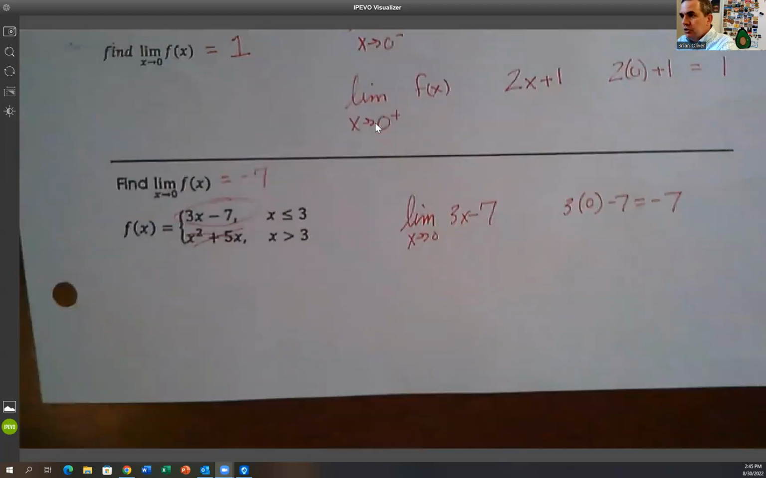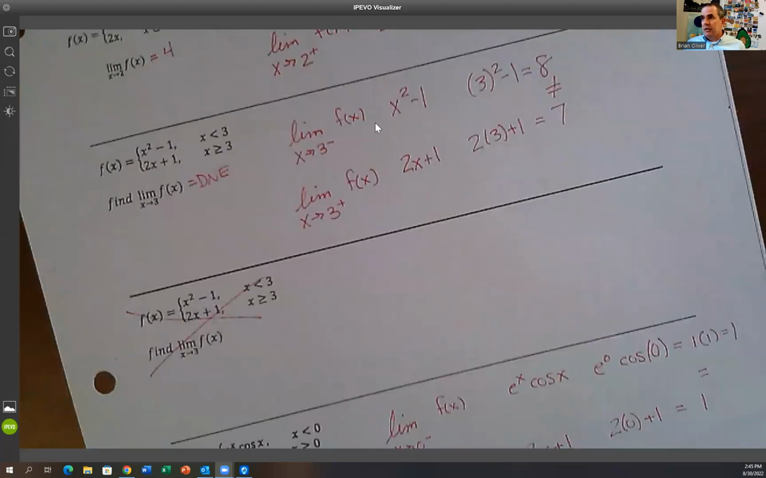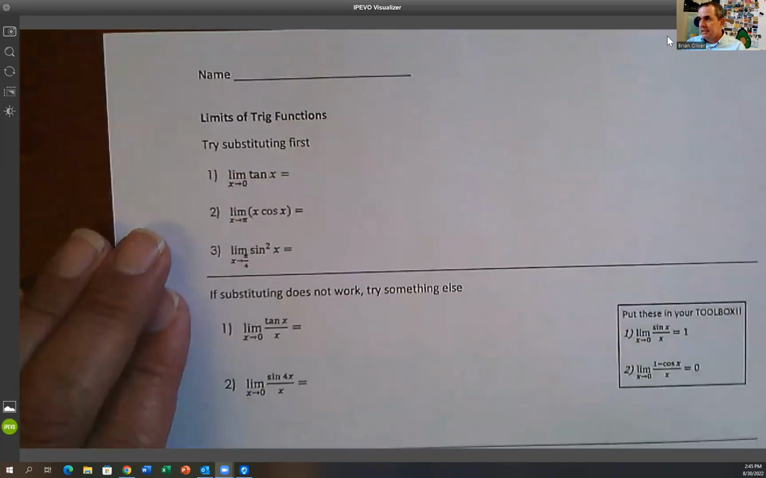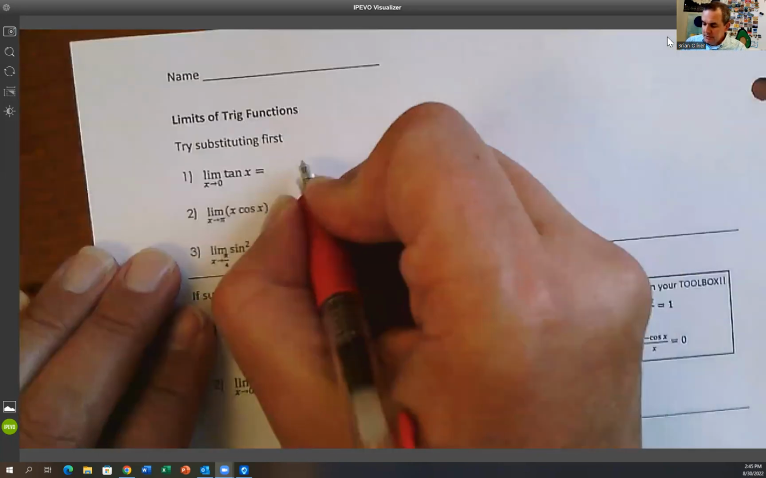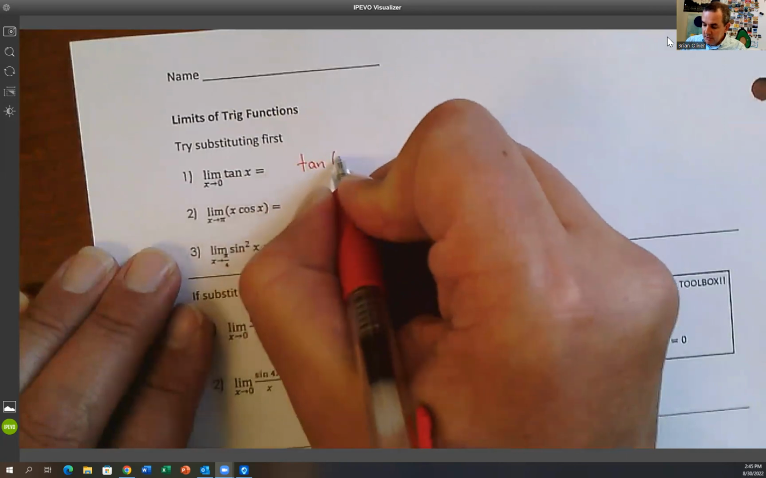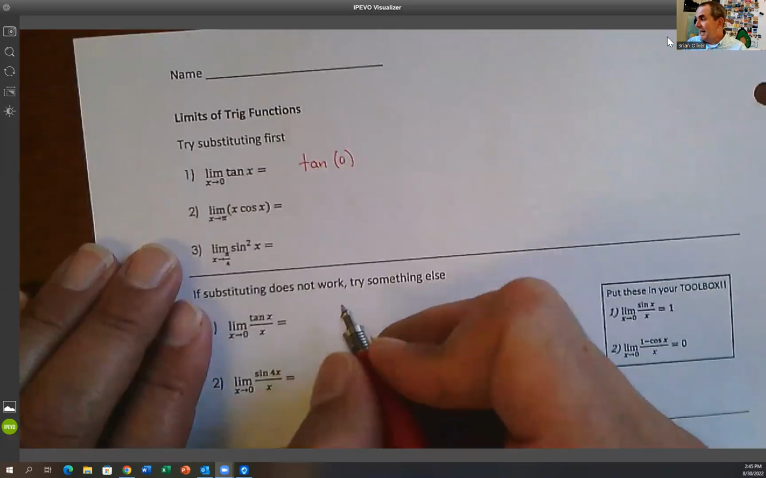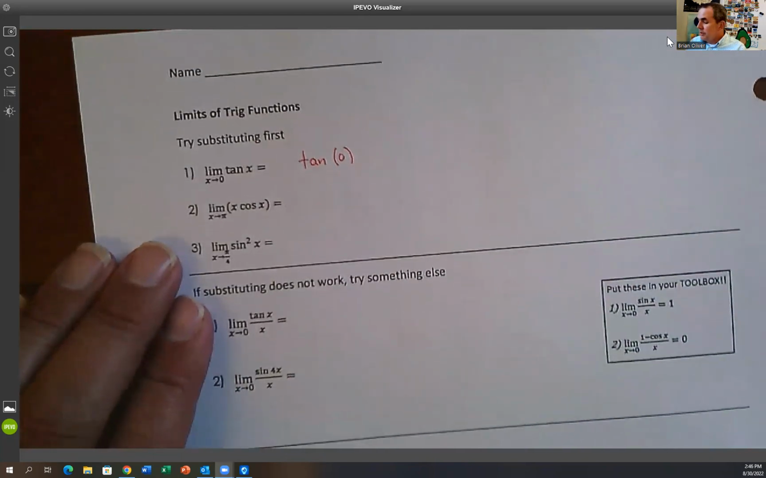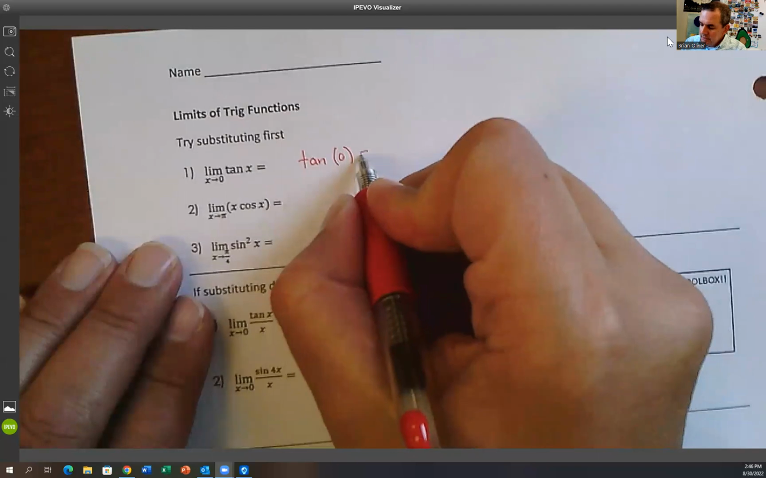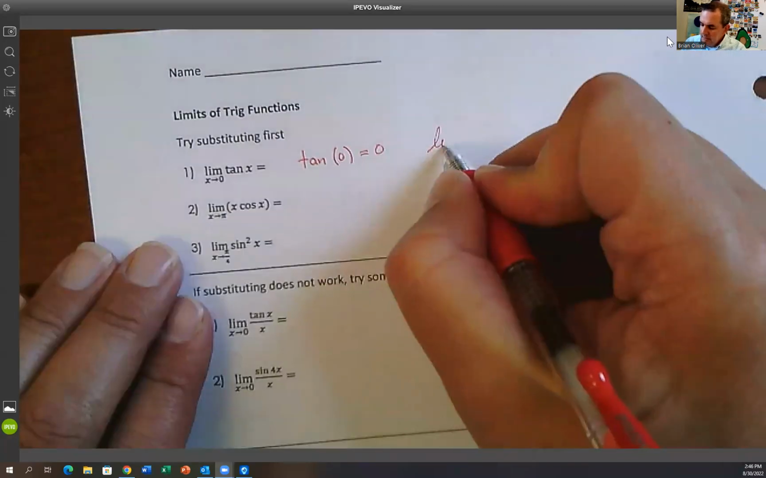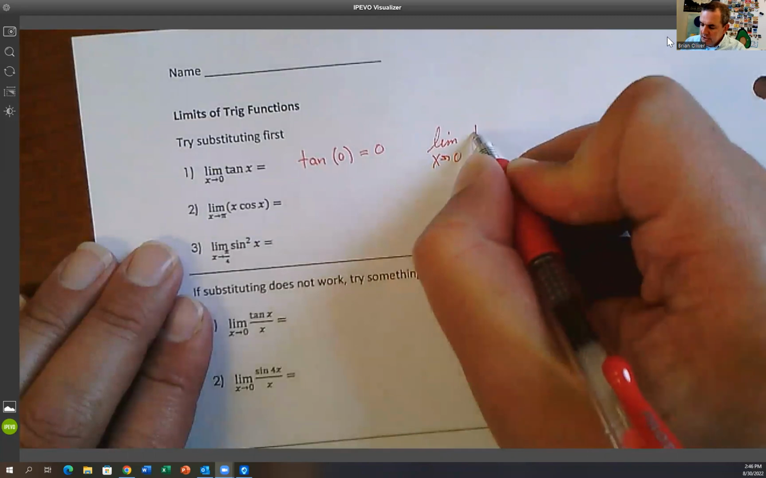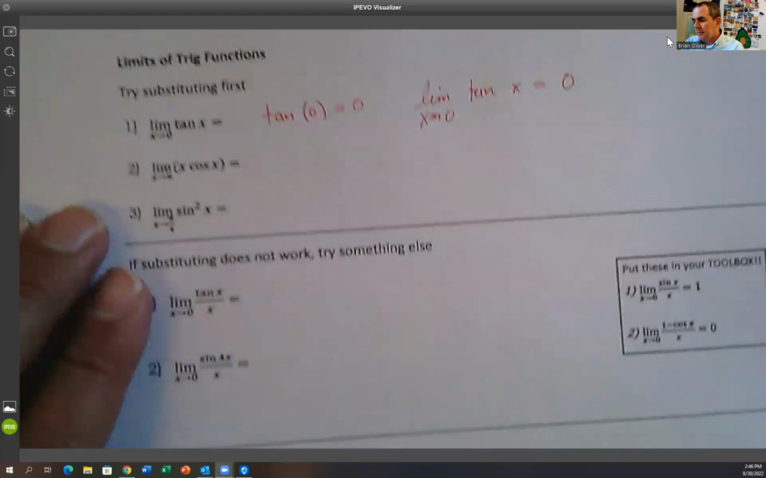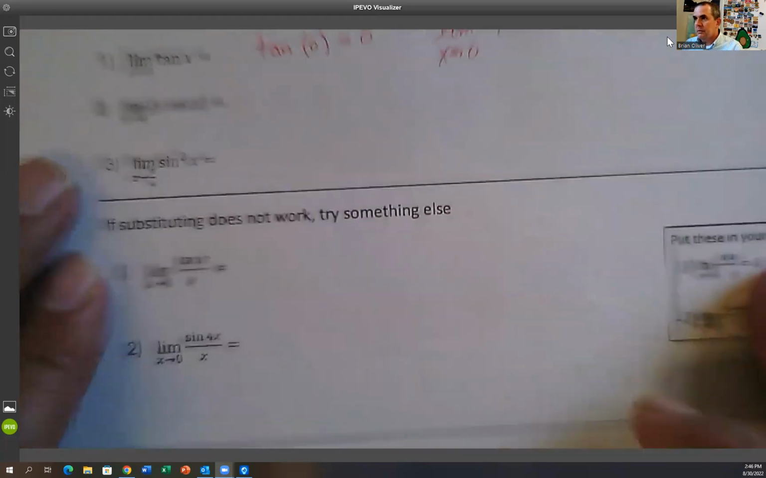We did get a little bit of a start on trig, and here's how we started. We need to know our trig functions. We're still going to try substitution first. In this case, I'm going to check tan 0. I gave you all a unit circle today so that you have it as a reference. Tangent of 0 is 0. So the limit as x approaches 0 of tangent x is in fact 0, because I substituted.